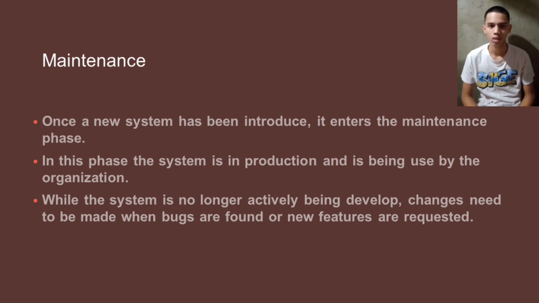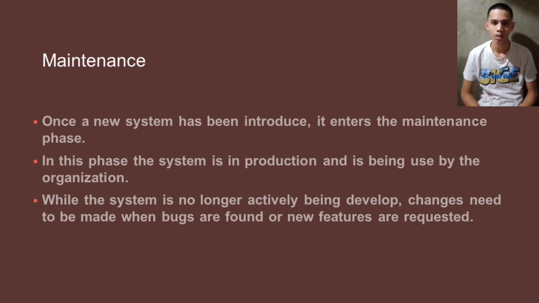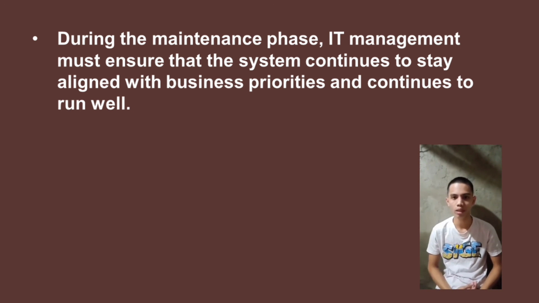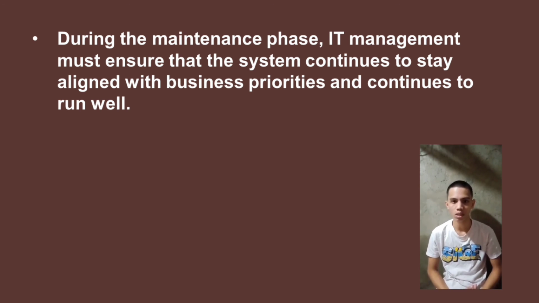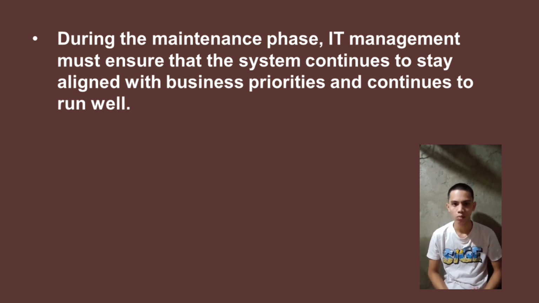Maintenance. Once a new system has been introduced, it enters the maintenance phase. In this phase, the system is in production and is being used by the organization. While the system is no longer actively being developed, changes need to be made when bugs are found or new features are requested. During the maintenance phase, IT management must ensure that the system continues to stay aligned with business priorities and continues to run well.